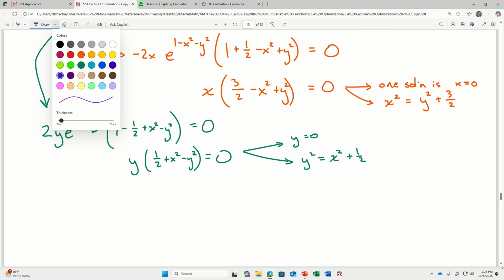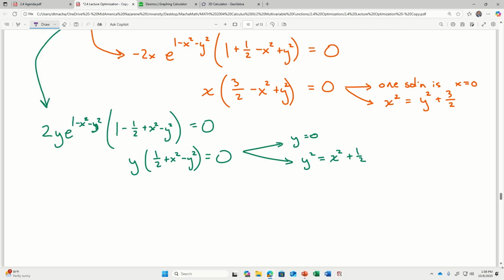Now, stationary points. Clearly, a stationary point is x equals 0, y equals 0. Now, what if x is equal to 0 and y squared is equal to 0 squared plus 1/2? That means y is equal to the positive or negative square root of 1/2.